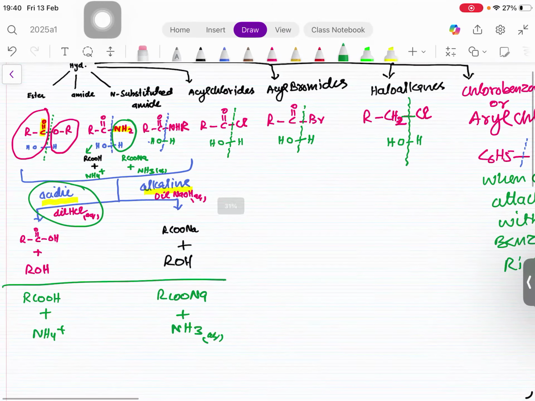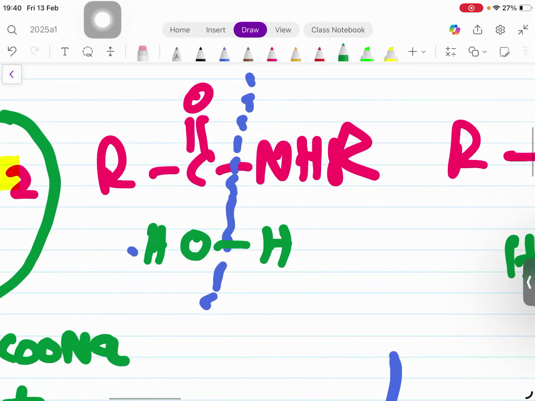Next. No, unsubstituted amide. What about this? When they undergo hydrolysis, what is formed? RCOOH, carboxylic acid, plus RNH2, which is an amine. But amine again is a base. So as soon as it is formed, acid is already there, so it is going to accept the proton from that and turn into RNH3 positive.